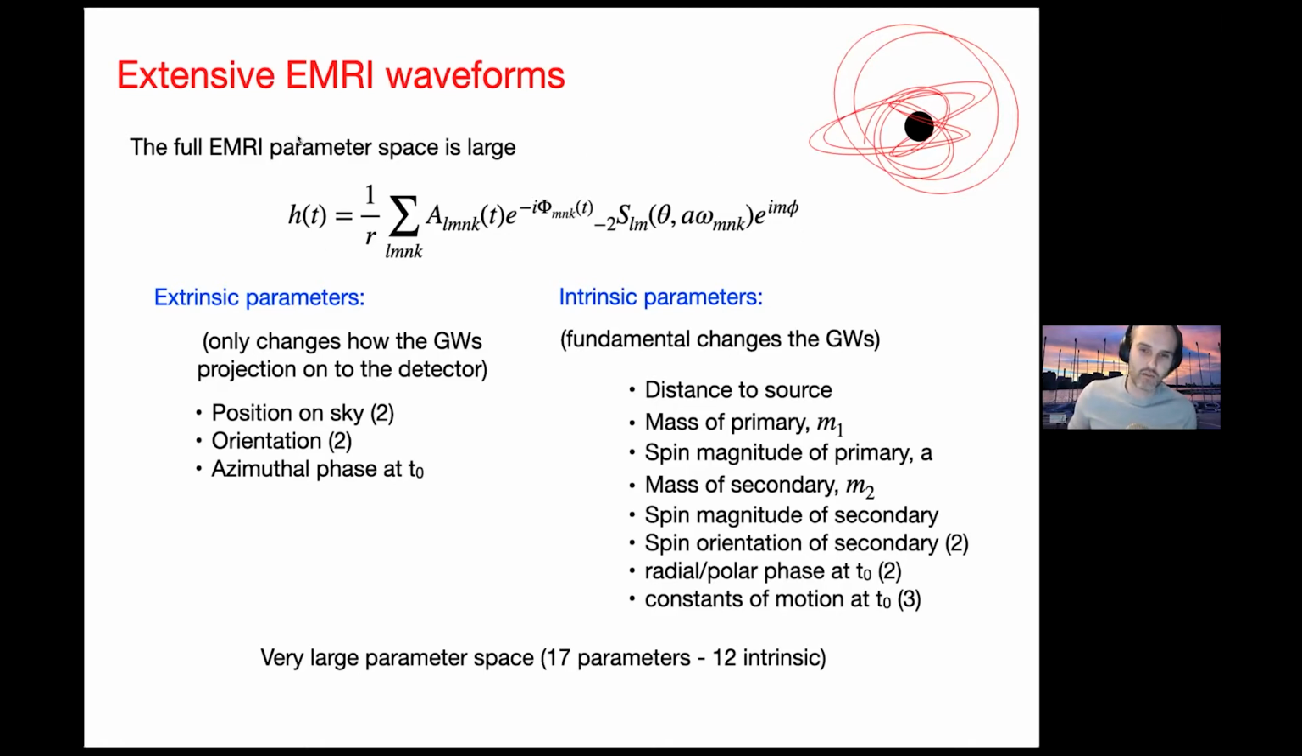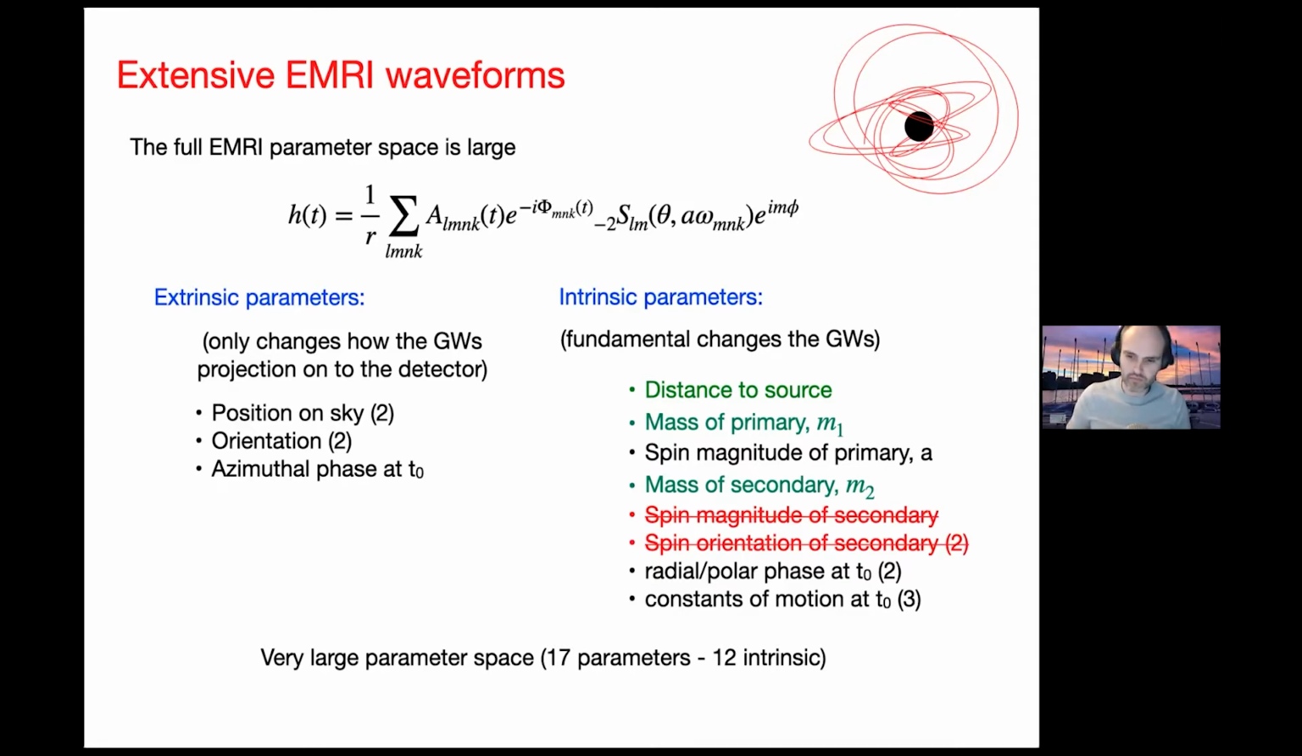There are a bunch of parameters that define the signal. Some of these are extrinsic, so these are easy to deal with because they just change how the gravitational wave projects onto the detector: position on the sky, orientation, and the azimuthal phase at initial time. More challenging for the modeling side are the intrinsic parameters, and these fundamentally change the gravitational waves in some way. Some of these are easy to deal with. The distance to the source just scales the whole amplitude of the signal, and likewise the masses of the two bodies just set the total mass and the mass ratio, and with our mass ratio expansion, they just scale out.